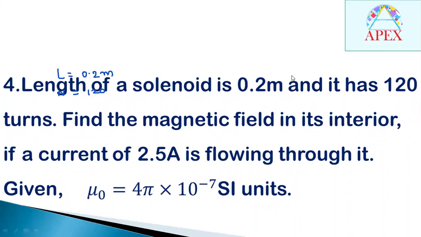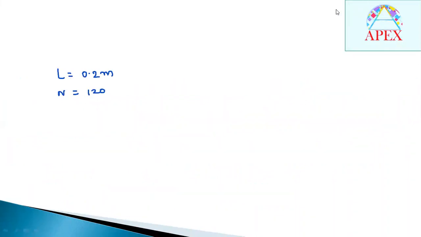The given information for the solenoid is: total length of the solenoid is 0.2 meters, and total number of turns is 120. I will check it again. I think current is given 2.5 ampere only. And current I is given 2.5 ampere. And mu naught value is a constant only. Now they are asking us to calculate the magnetic field at the interior point of the solenoid.